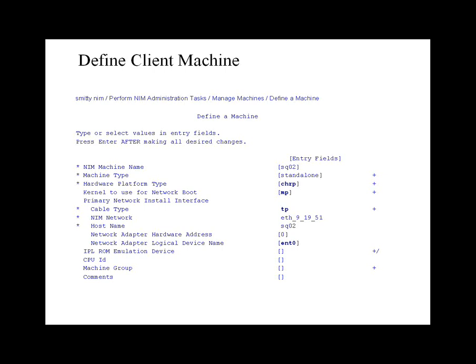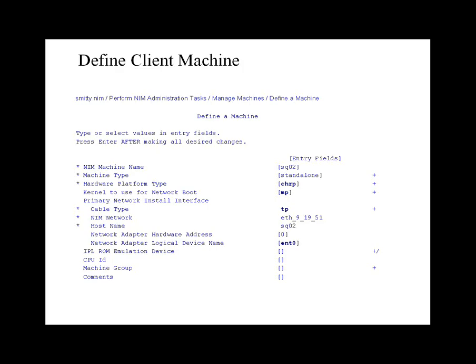He has resolved this to an IP address, and he can tell that that IP address fits this NIM network, Ether 91951. He's already looked at the IP address. He's looked at the network definition. He says, yes, it belongs on that network. Pre-fills that for me. Up above there, hardware platform type. Everything you work on today will be CHRP, Common Hardware Reference Platform.